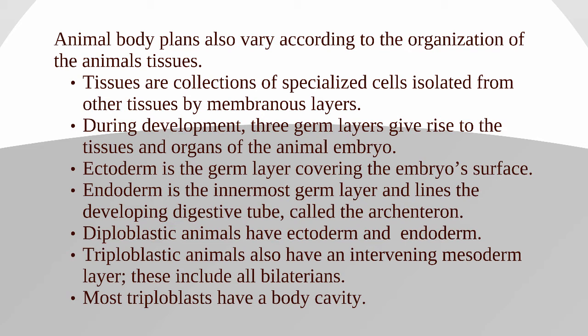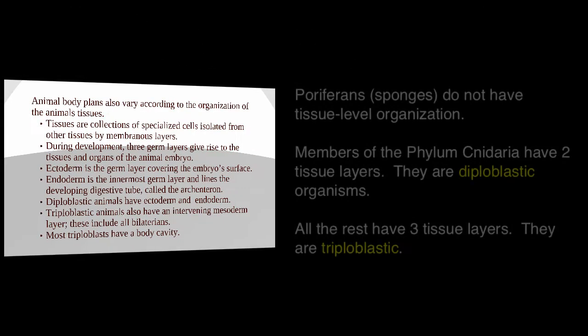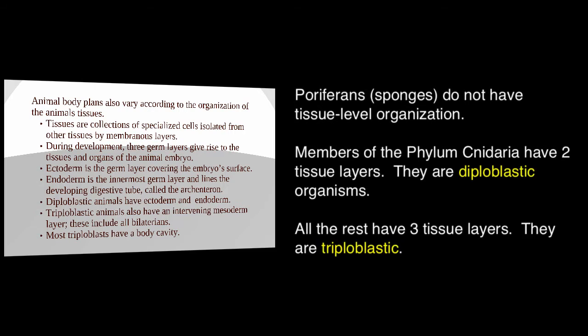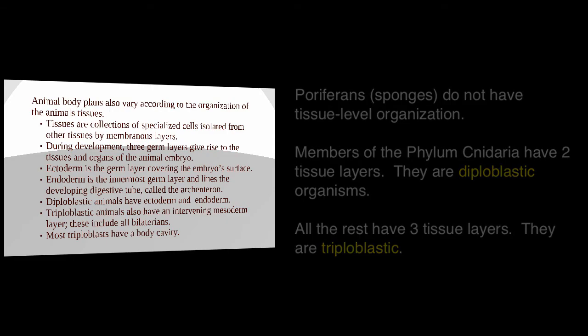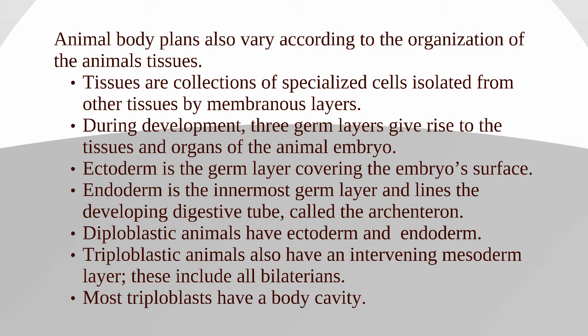Ectoderm is the outer layer, endoderm is the inner layer, and diploblastic means two cell layers. Diploblastic animals only have these two cell layers. The animals that we're talking about that are diploblastic are the cnidarians. So a jellyfish only has the ectoderm and the endoderm. Triploblastic animals, like us and like most higher animals, also have a middle layer called the mesoderm. And most triploblasts, as a result, have a body cavity, an open space between their archenteron and the outside of their body.